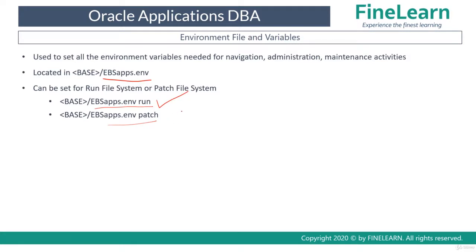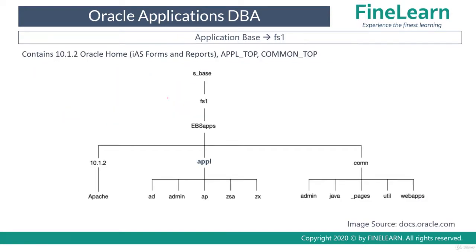Unless you're doing some maintenance activity, that is applying patches, or you want to troubleshoot something, then you'll connect to the patch file system. Otherwise, by default, run file system is what you connect to most of the time. Now, once we understood that there is something called a base directory, we know that fs1 and fs2 are basically a dual file system and they're identical directories. So let us have a look at fs1 first.